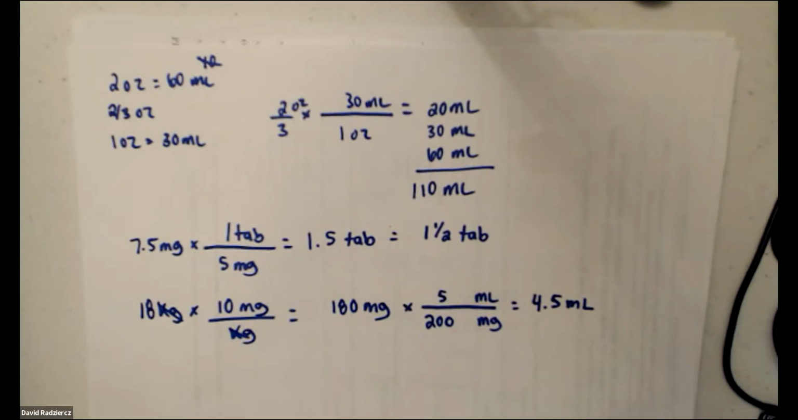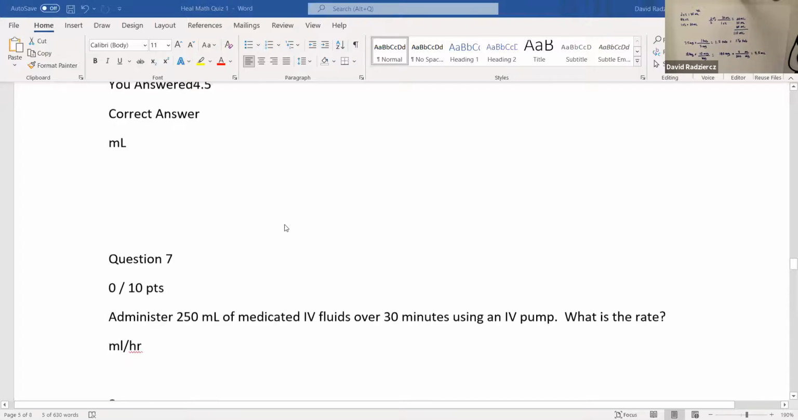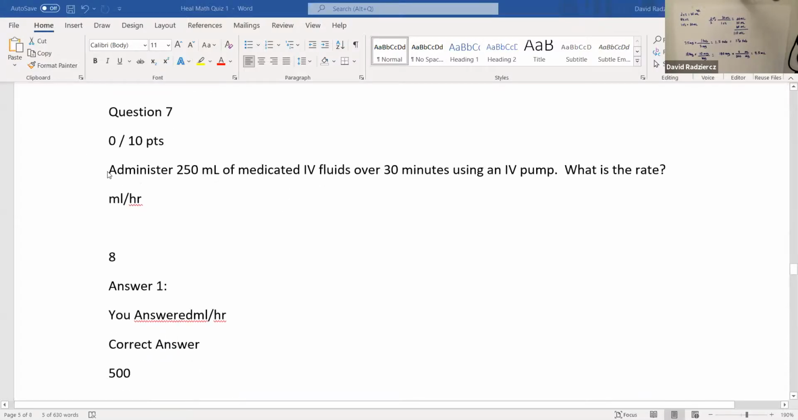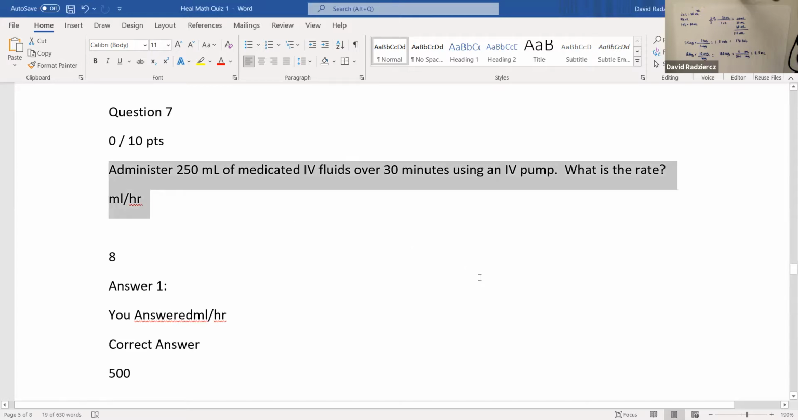All right, let's go back to the quiz. Let's see what the next one is. It says to administer 250 milliliters of medicated IV fluids over 30 minutes using an IV pump. What is the rate? So this one's not meant to be difficult, but a lot of times, believe it or not, this is a commonly missed problem. The reason it's commonly missed is because you're being asked to put this into milliliters per hour, but it's in milliliters per minute. So there are 2 ways to do this.